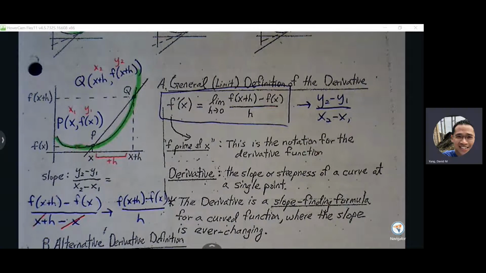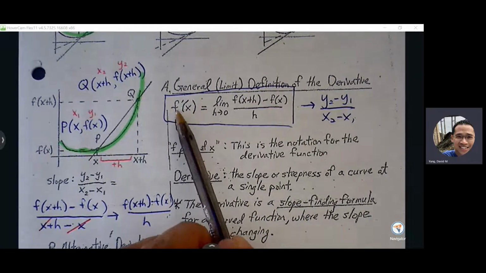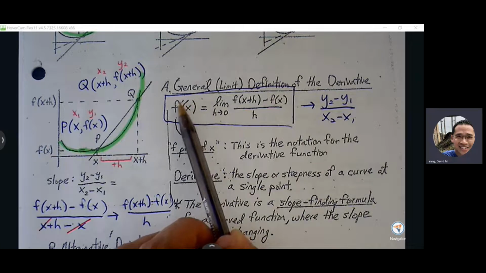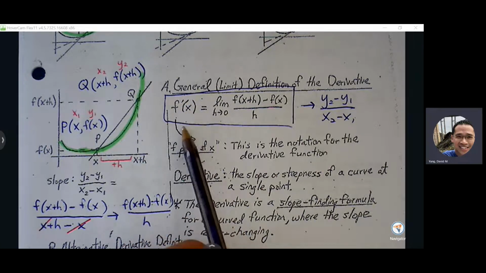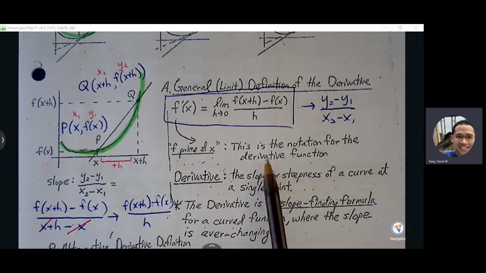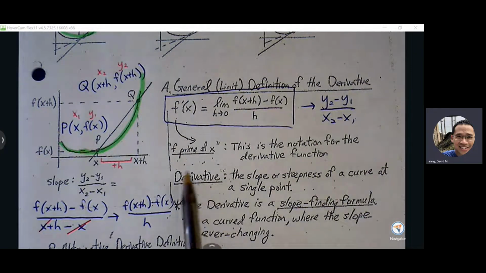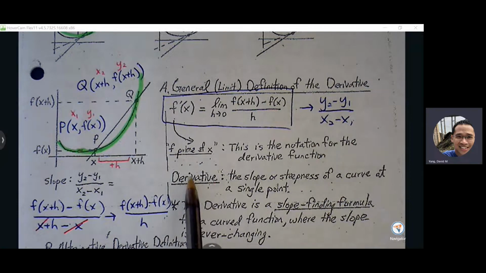f prime of x. When you see this notation, that apostrophe, we call it prime. So f prime of x is the notation we're going to use to indicate a derivative function. And derivative is just the slope or steepness of a curve at a single point. So we're going to keep saying the word derivative, but I want to keep reminding us that it is just slope. When we hear the word derivative, it's easy to feel like it's some abstract term, but it's just steepness. It's just the slope of a curve at a single point.